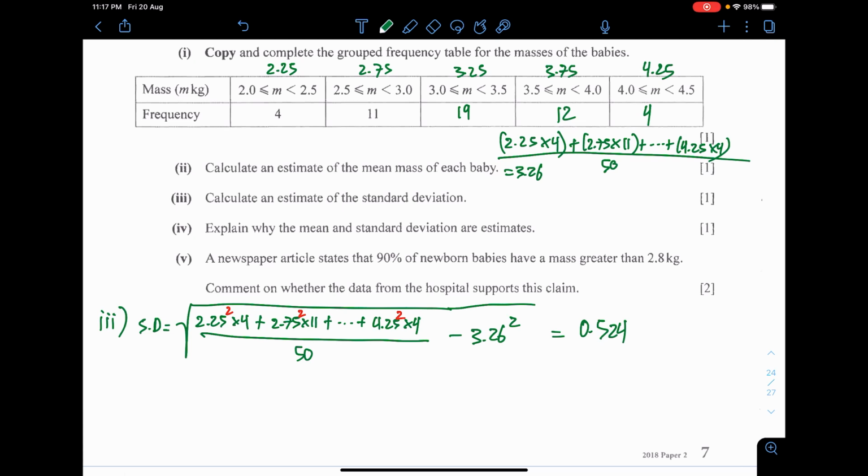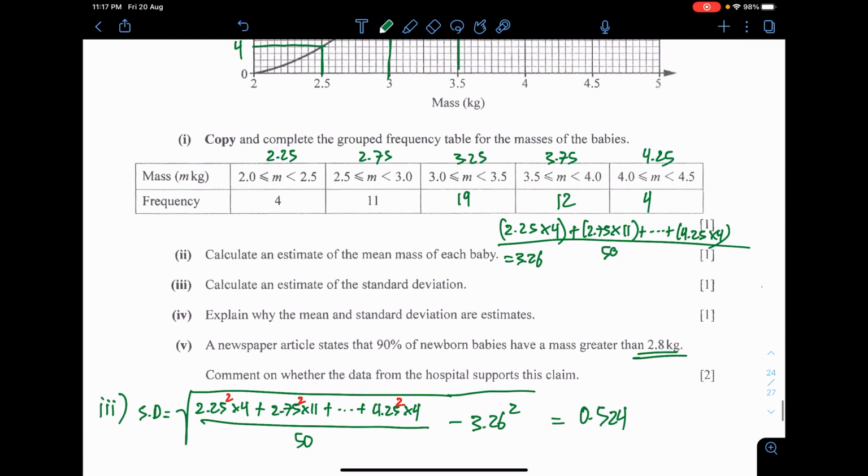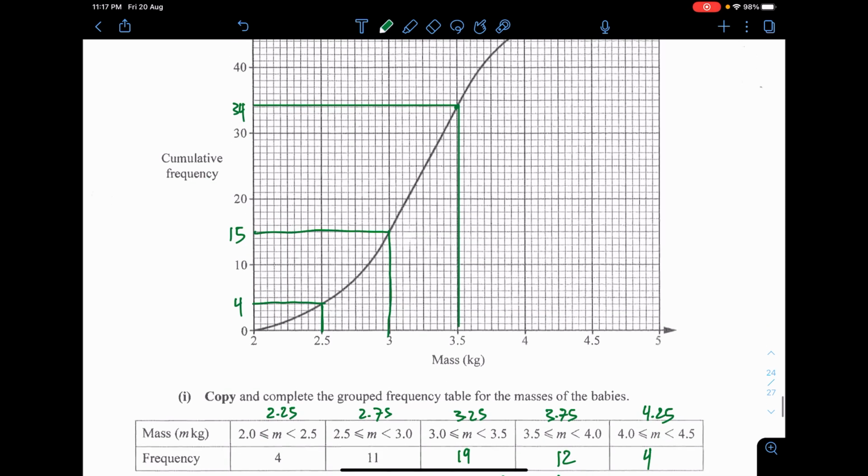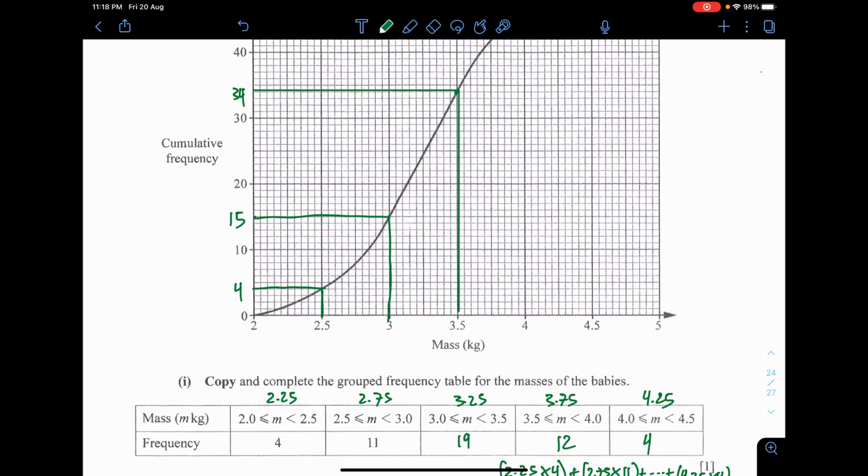A newspaper article states that 90% of the newborn babies have a mass greater than 2.8 kg. Comment on whether the data supports this claim. 2.8 kg, I don't think that is actually quite heavy. Pay attention here, the horizontal axis is 0.5 for 10 boxes, so 0.1 for 2 boxes. They want 2.8, right? So here 2.6, 2.7 and 2.8.